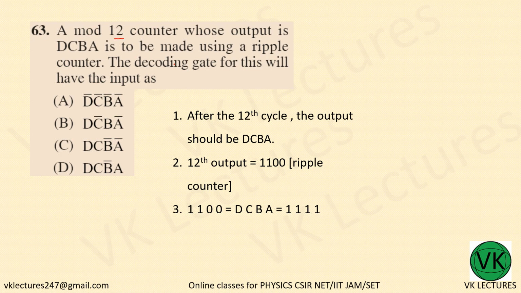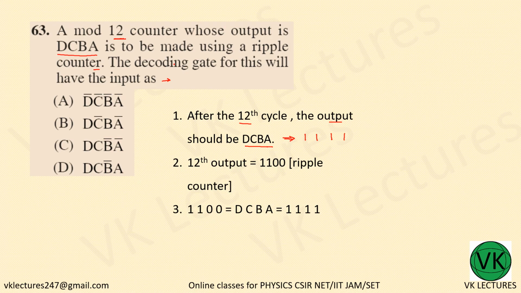A mod 12 counter whose output is DCBA is to be made using a ripple counter. The decoding gate for this will have the input as which of the following options? Now from the question, it is mod 12 counter, and after the 12th cycle or after the 12 inputs, you get the output as DCBA, which is nothing but 1 1 1 1. Okay, because nothing is being negated.